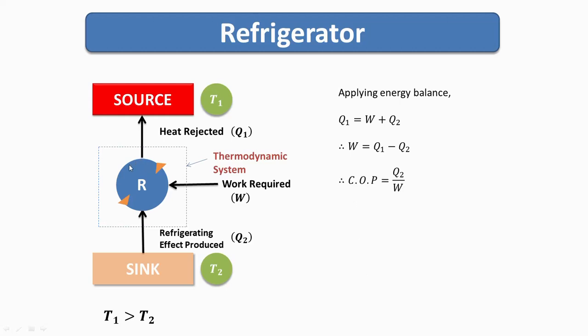The performance of this refrigerator is given by the coefficient of performance, that is output divided by input. So output is nothing but the cooling effect that is produced, or the refrigerating effect that is produced, or the heat that is abstracted from the system, to the input, that is the work given to the system.